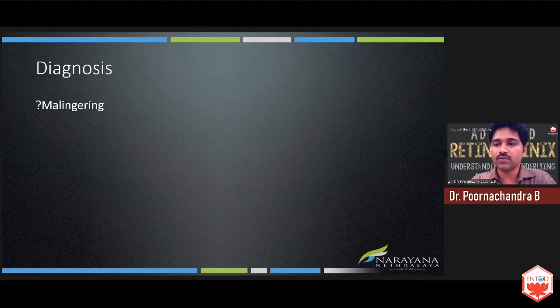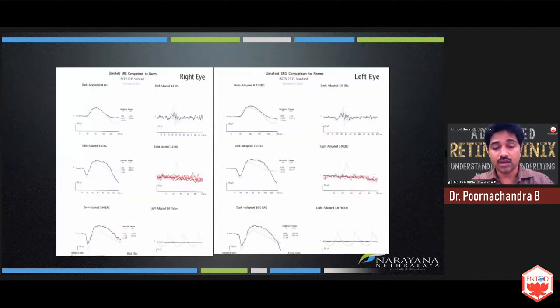we need to do an electrophysiological test. That's what I did, and I was in for a surprise in this case. Photopic responses were completely absent. The light-adapted responses were almost unrecordable. So basically, this is a case of achromatopsia, which is a stationary cone dystrophy.